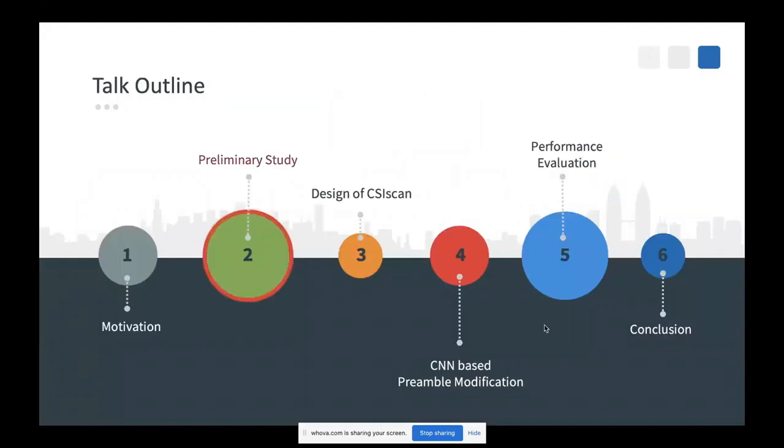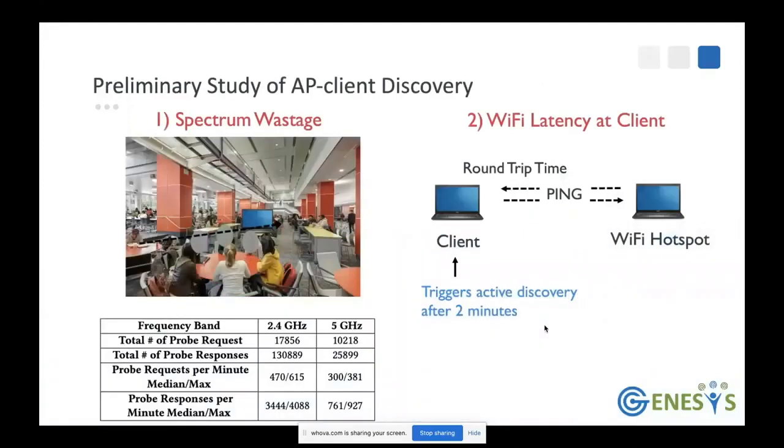To provide real-world evidence of the problem caused by AP discovery, we conducted two studies. In the first study, we tried to analyze the spectrum wastage that happens because of the exchange of discovery packets. For that, we collected Wi-Fi traces in our student cafeteria, where around 100 to 120 students were present, accessing Wi-Fi using their laptops or smartphones. We collected traffic in two bands for around 30 to 35 minutes, and we were mainly interested in capturing traffic associated with the AP discovery process, in this case the probe request and probe response.